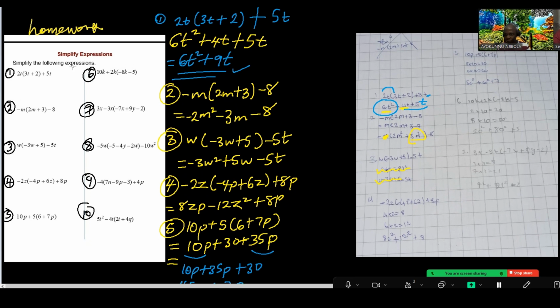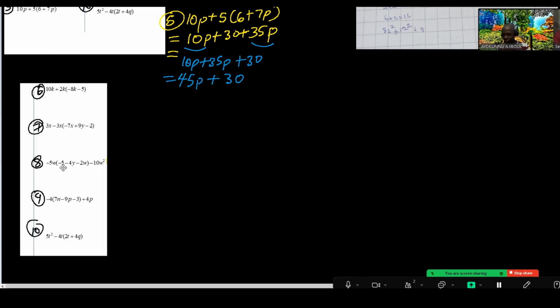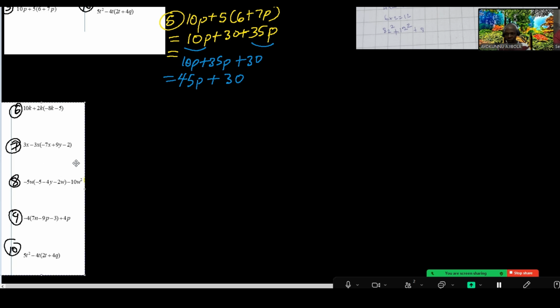So the next one says, let's move these down. All of these are the cheap questions that you should familiarize yourself with, so when you want to write your GCSE, you know what to do. Okay, number 6.